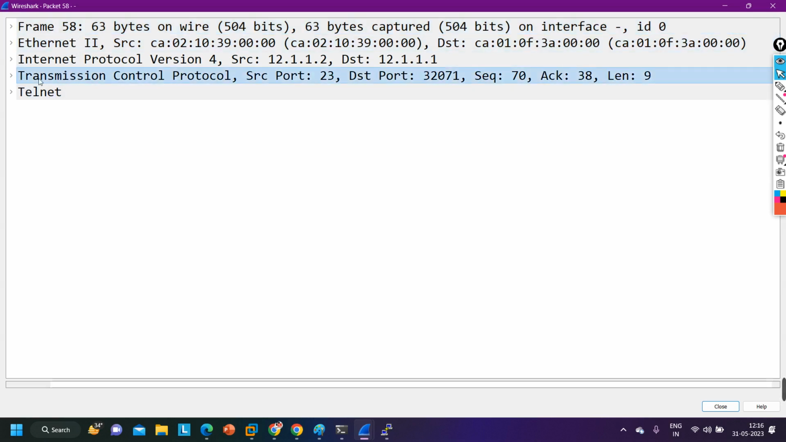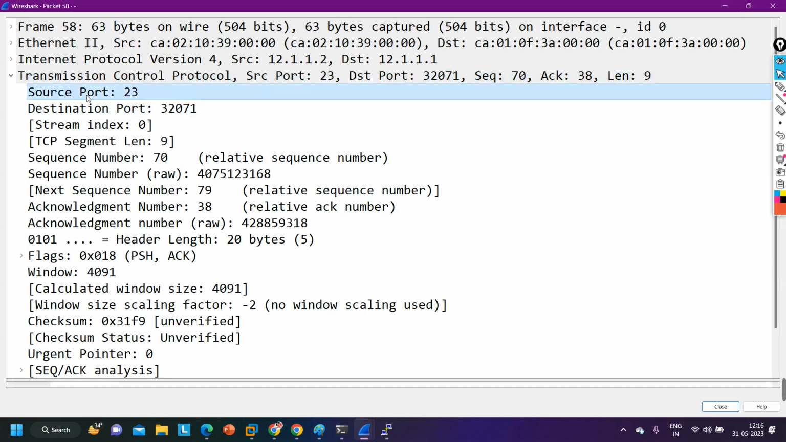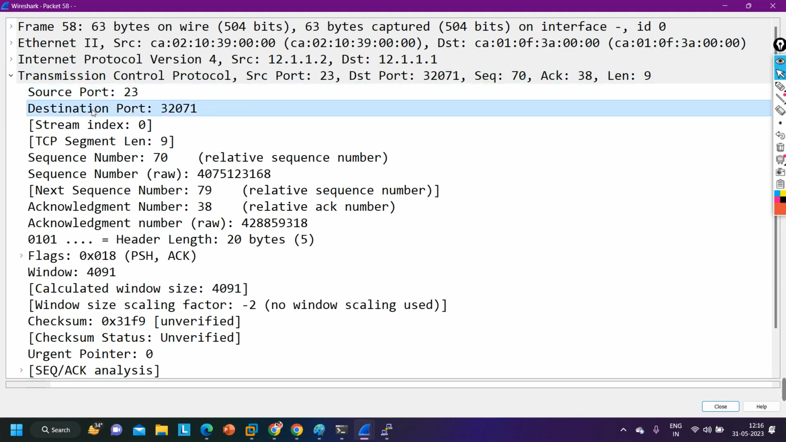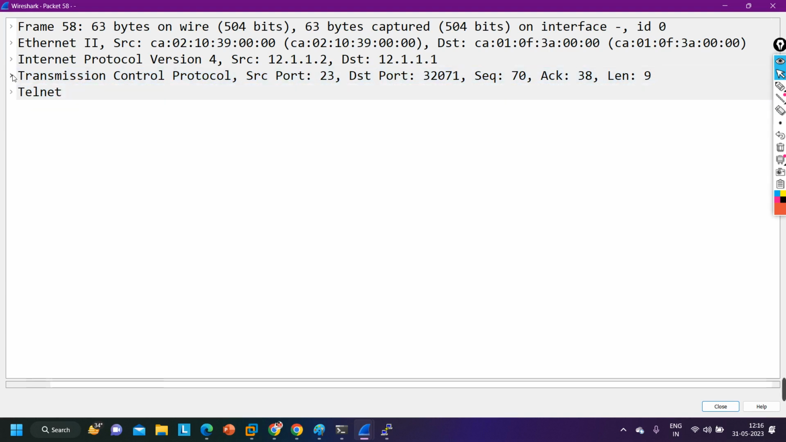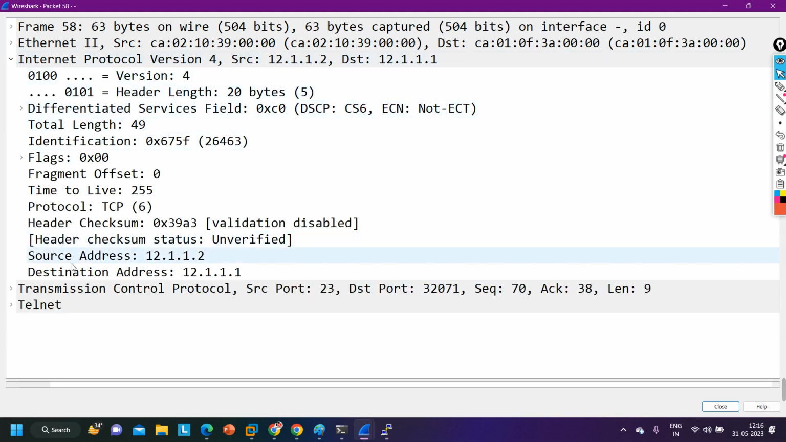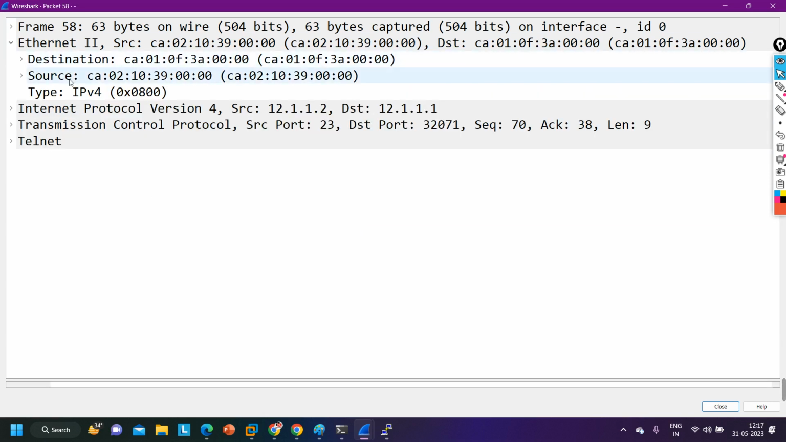So see, transport layer is providing what? Source port number. Here you are able to see source port number and destination port number. There is some more information as well, but don't worry about that. Transport layer is providing source port number and destination port number. In the same way, network layer is providing what? Source IP and destination IP. In the same way, data link layer is providing what? Source MAC address and destination MAC address.